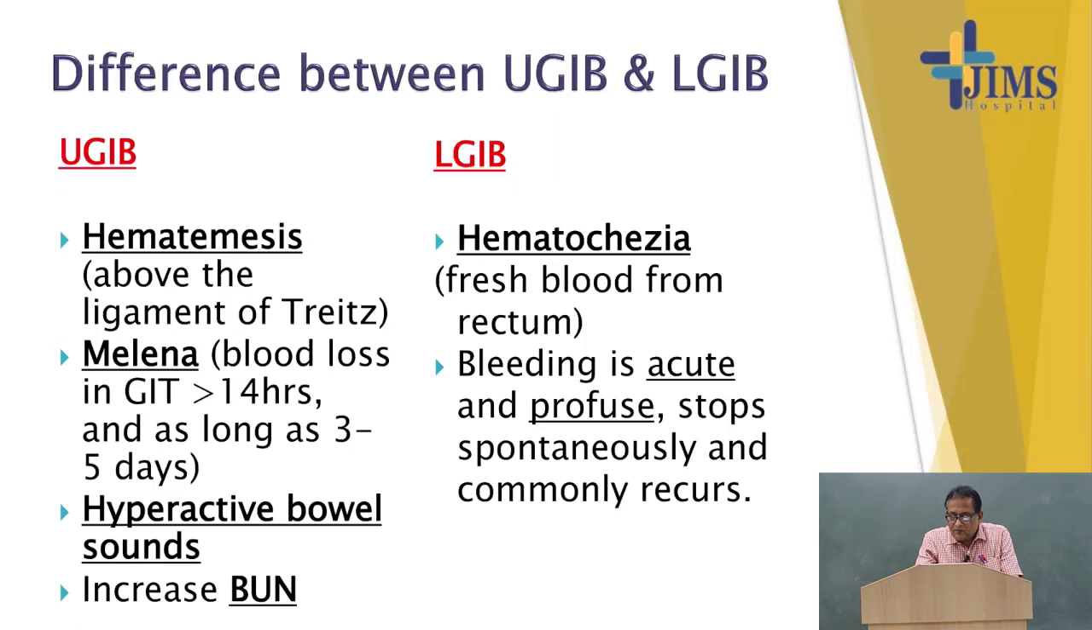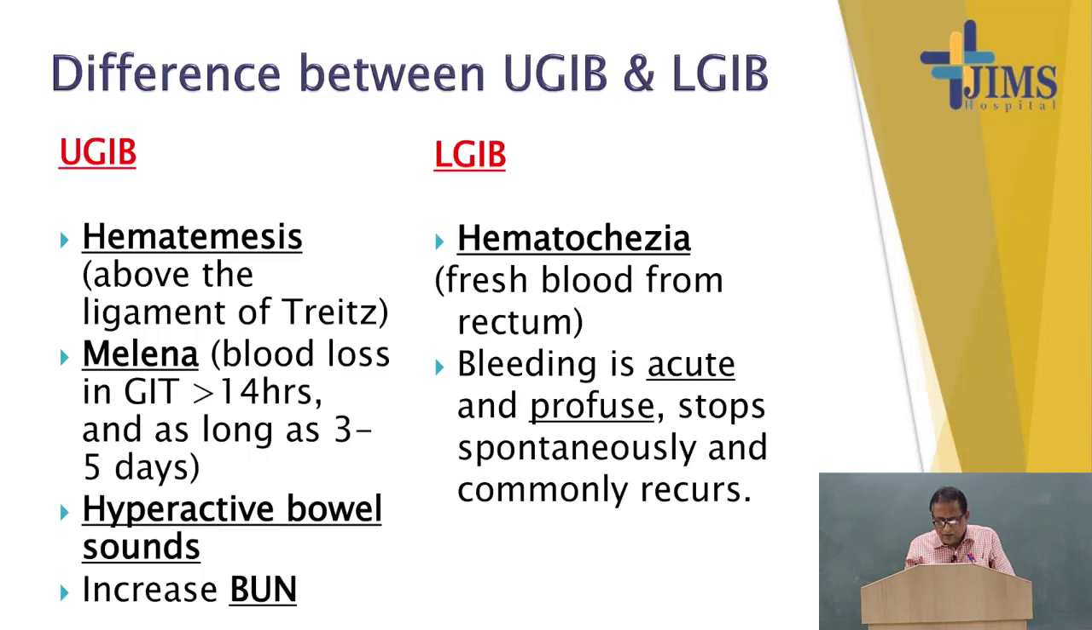So there is a difference between upper GI and lower GI bleeding. I have already mentioned that hematochezia is characteristic of lower GI bleeding. It is acute and profuse and stops spontaneously. But upper GI bleeding usually gives rise to hematemesis, that is coffee ground color. The blood is mixed with the digestive enzymes and hydrochloric acid that give rise to this color.